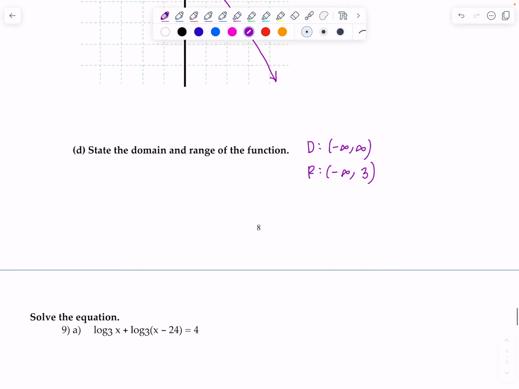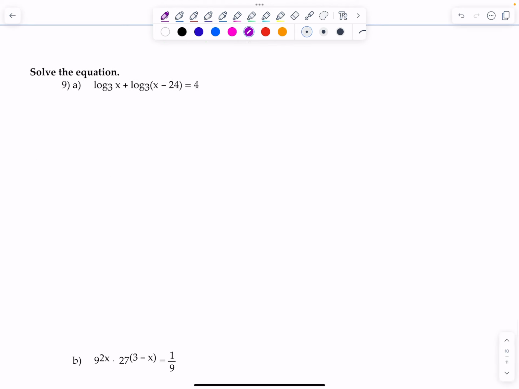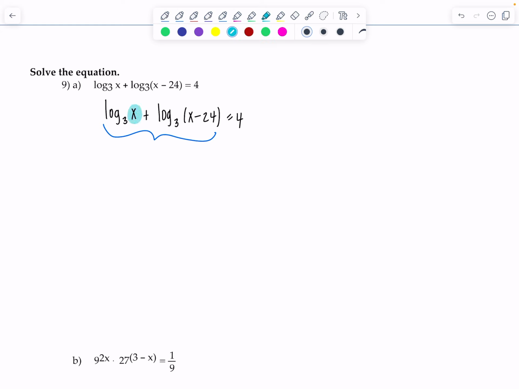Okay, that's that. Solving equations. I have one log equation, one exponential equation. So part A, we have log base 3 of x plus log base 3 of x minus 24 equals 4. To start off, I want to combine these logarithms into a single logarithm. So we do that using our log properties.